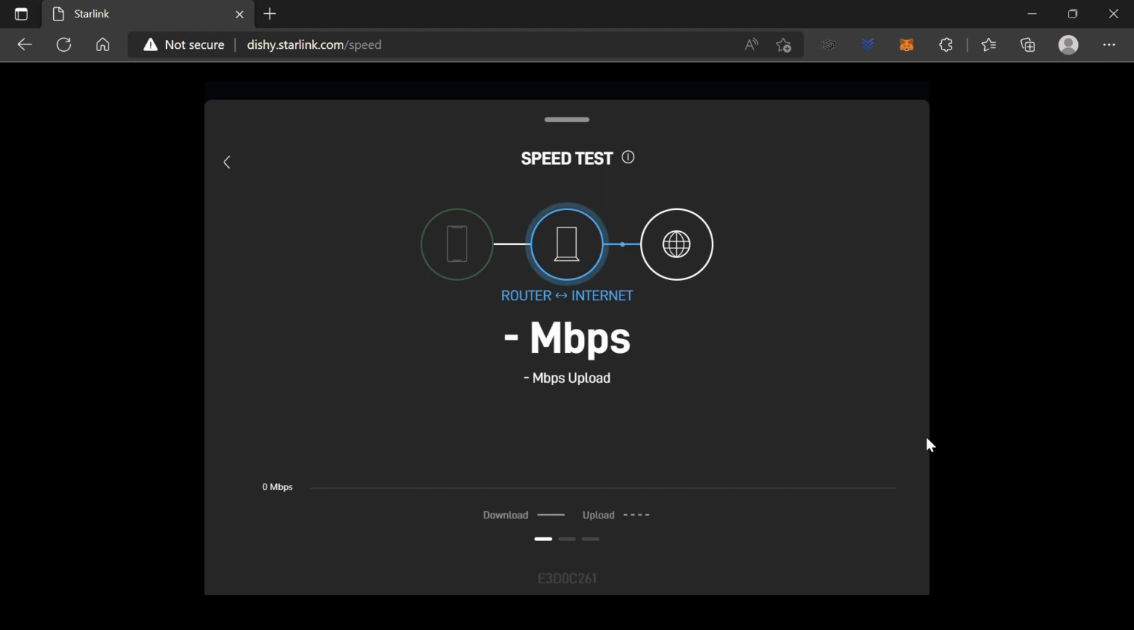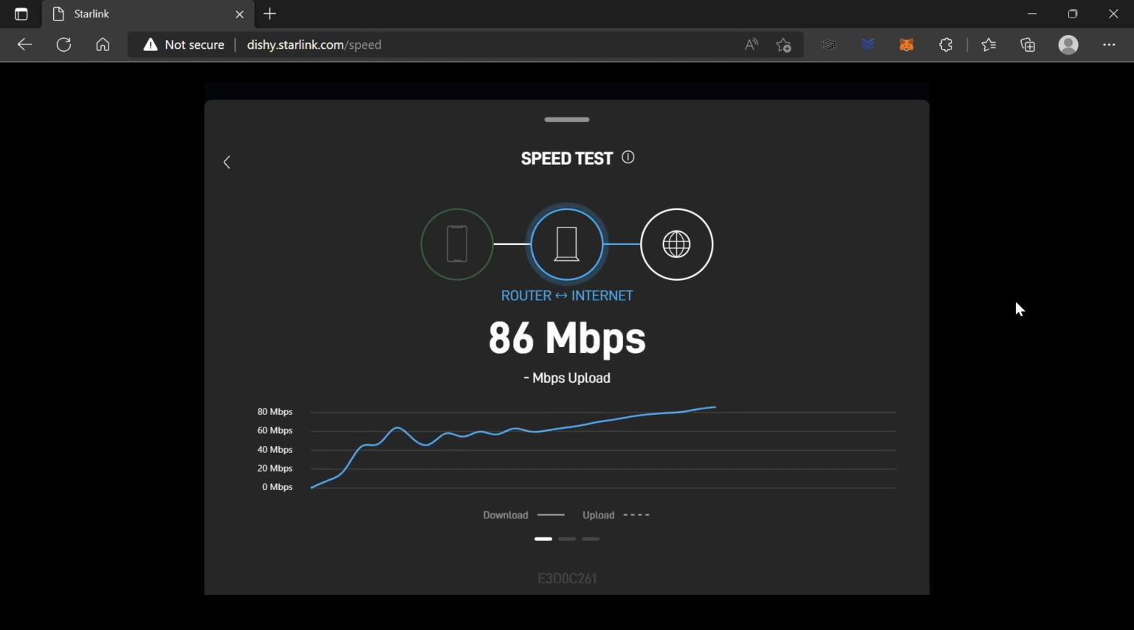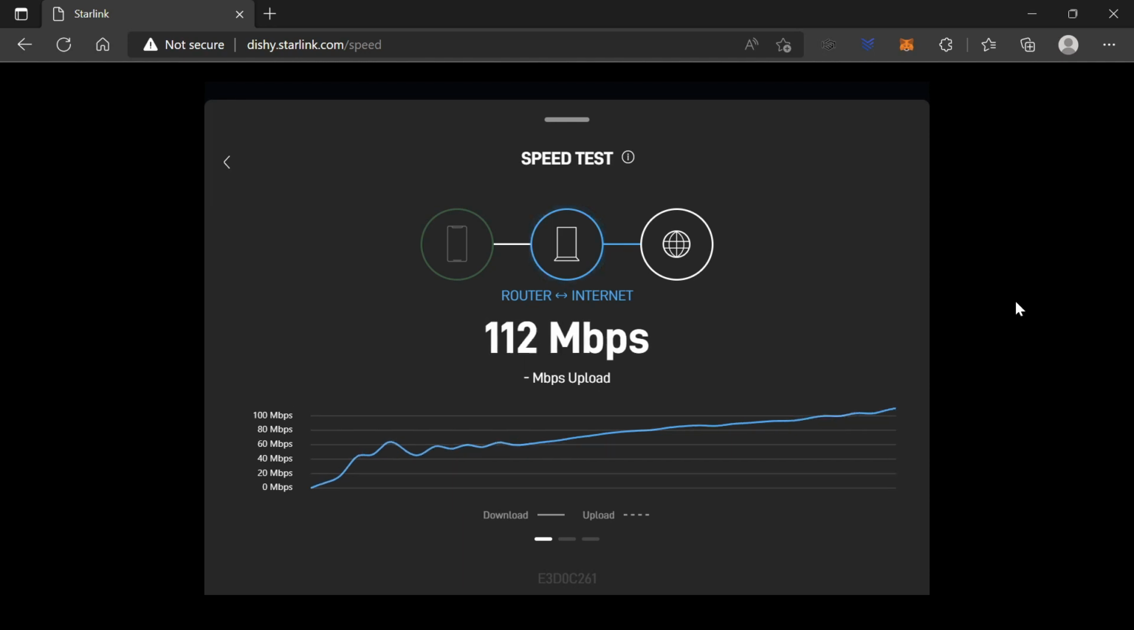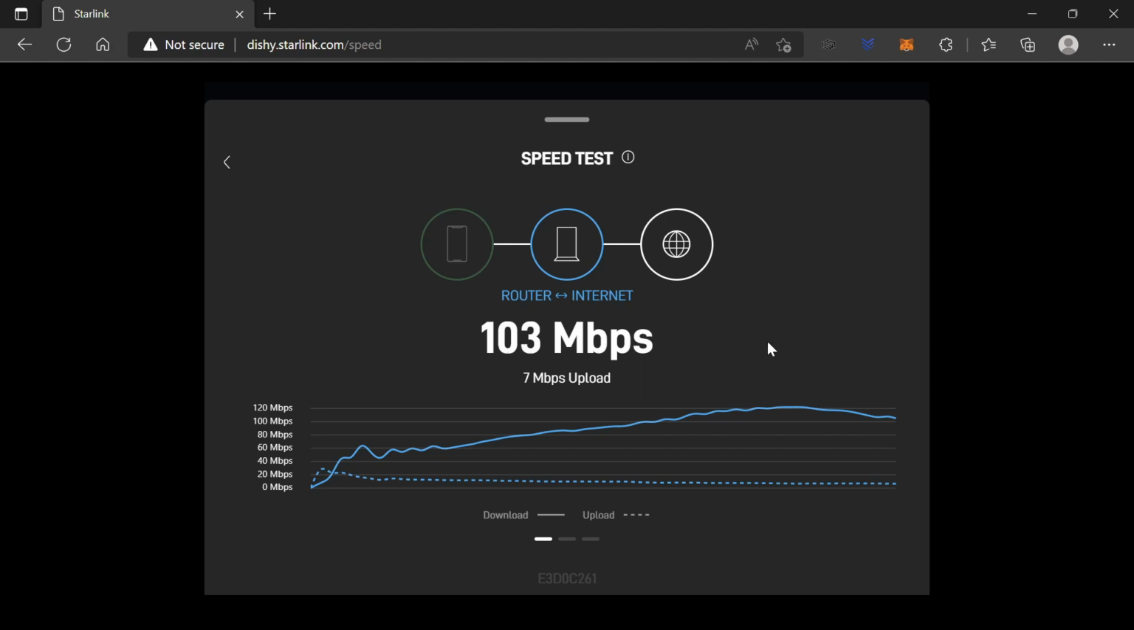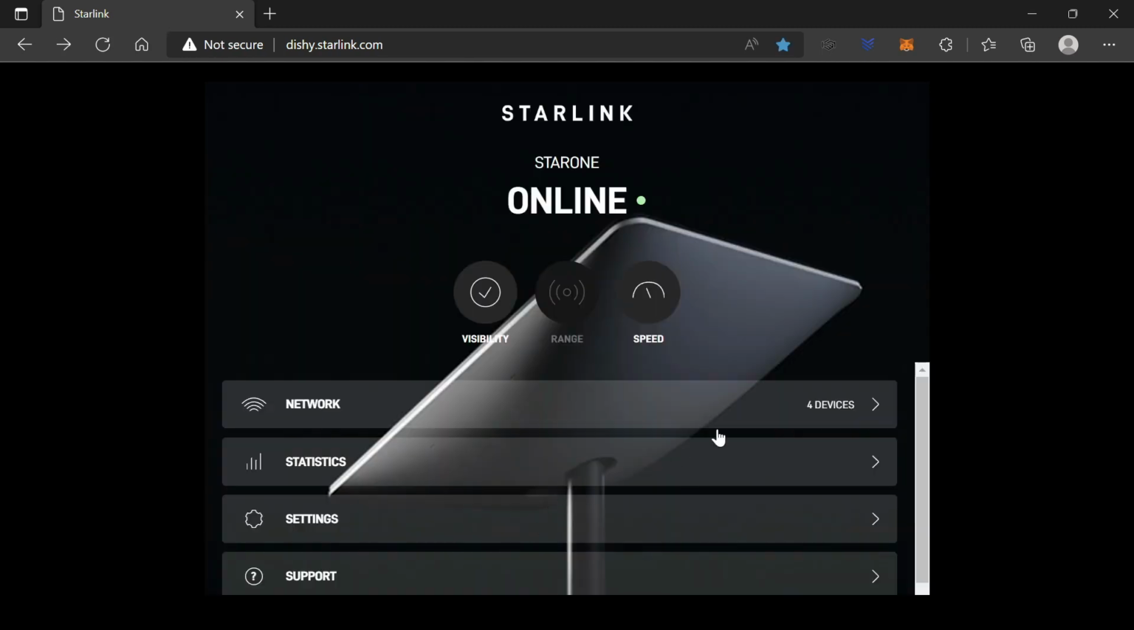Let's see what speed does. That's not bad. 103 megabits per second and 7 megabits upload. That's 10 times better than my old internet. Now in the evenings, between like 5 and 10 p.m., this comes down to maybe 30 to 60 sometimes. And that's it. I have greatly improved my Starlink connectivity. My visibility is down to awesomeness. And I'm very satisfied with Starlink at this point.